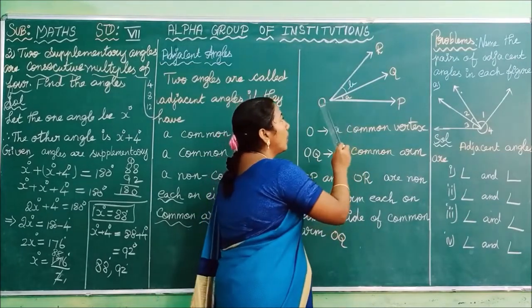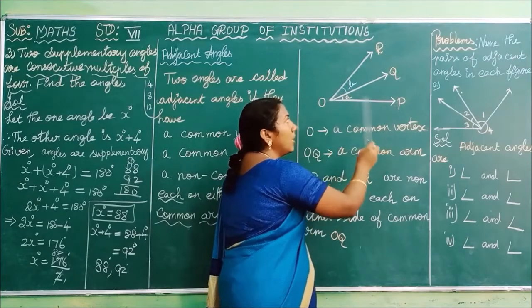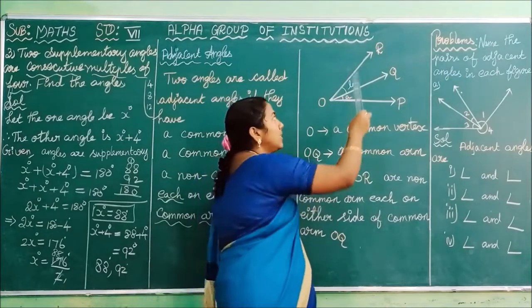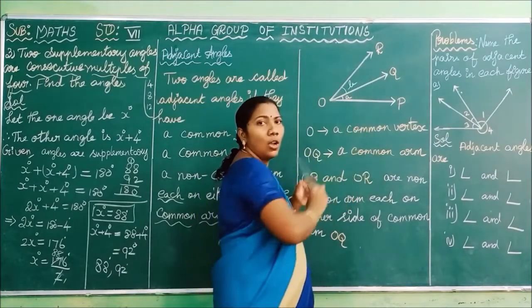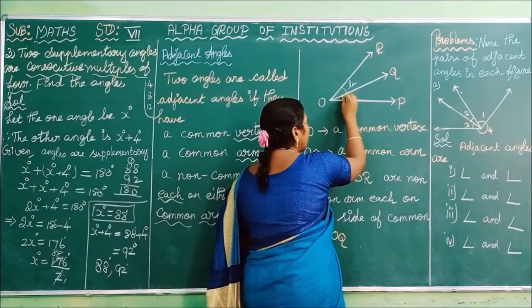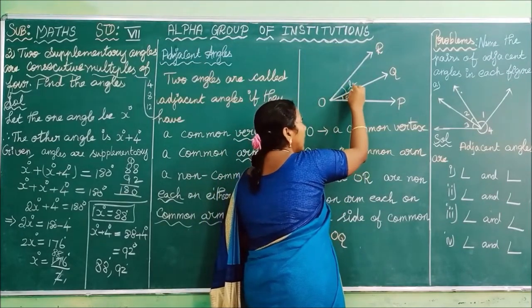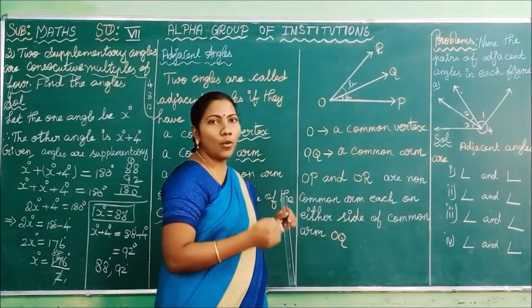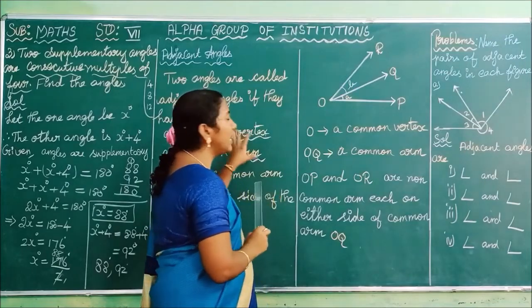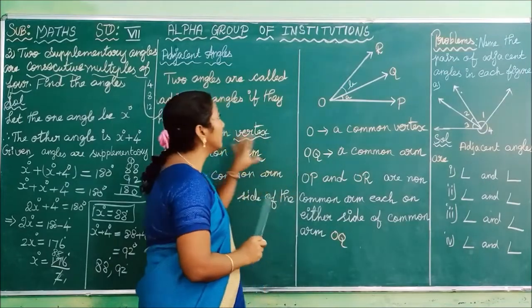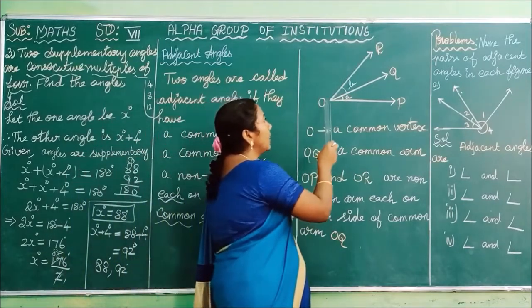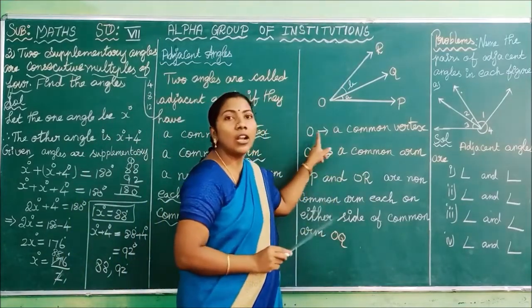Okay. See here. What are the rays here? OP, OQ, OR. These are the three rays. These three rays are meeting at a point and they are forming some angles. I am naming one of the angles A and another angle B. Okay. Now we are going to analyze what is meant by adjacent angles. As per the definition, adjacent angles must have a common vertex. See here, which is the vertex here? O. O is the common vertex.